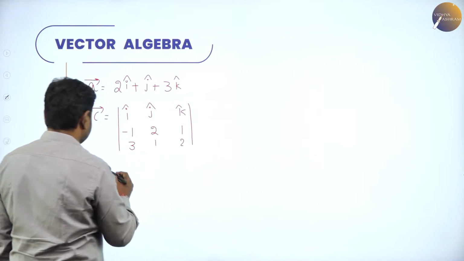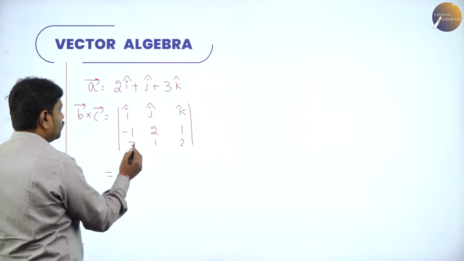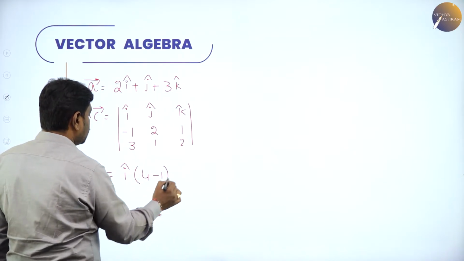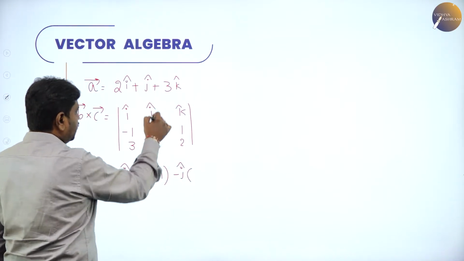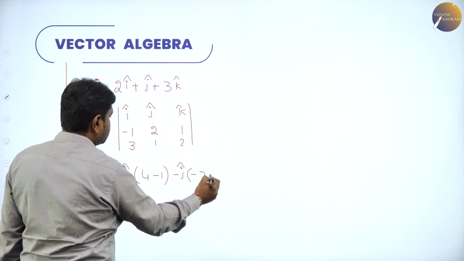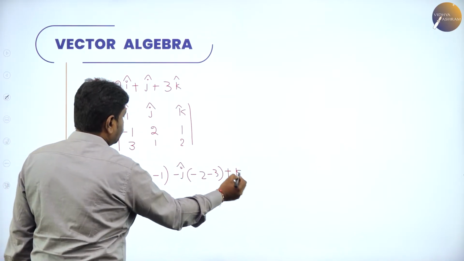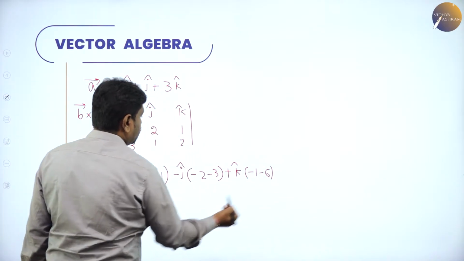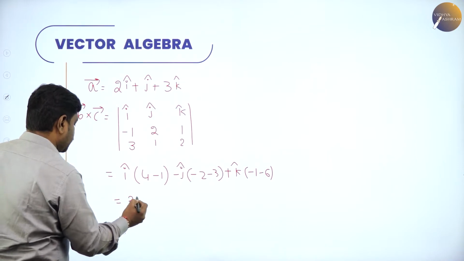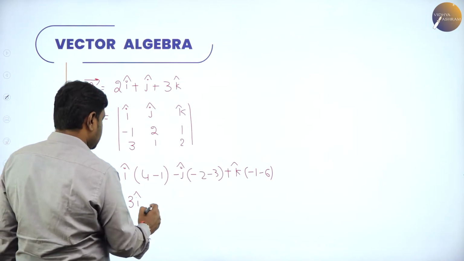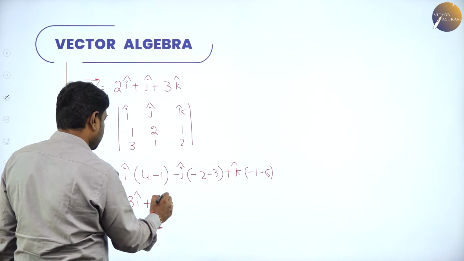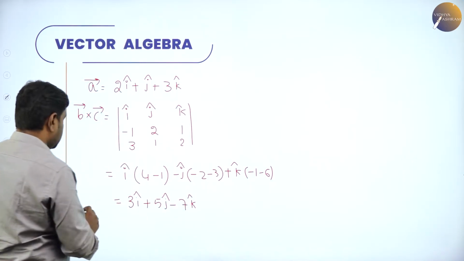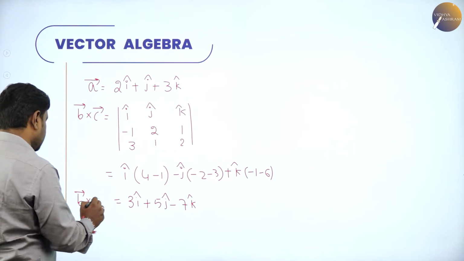Now we'll expand this. If we expand, i cap into, delete the column and row, we'll have 2 into 2, 4, minus 1, that is 3. Minus j cap into, delete the column and row, minus 2 minus 3, minus minus becomes plus 5j cap. Plus k cap into, delete the column and row, we'll have minus 1 minus 6, minus 7k cap. This is B cross C, vector B cross vector C.